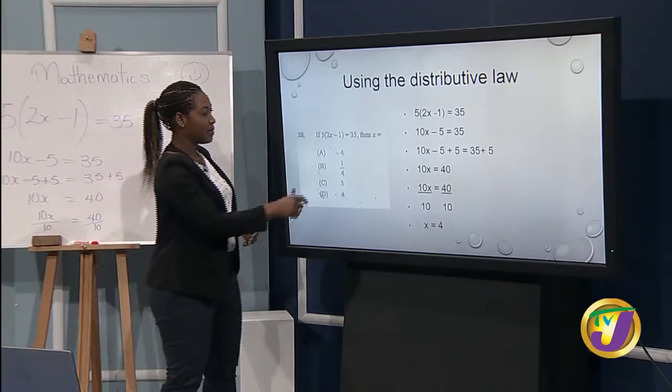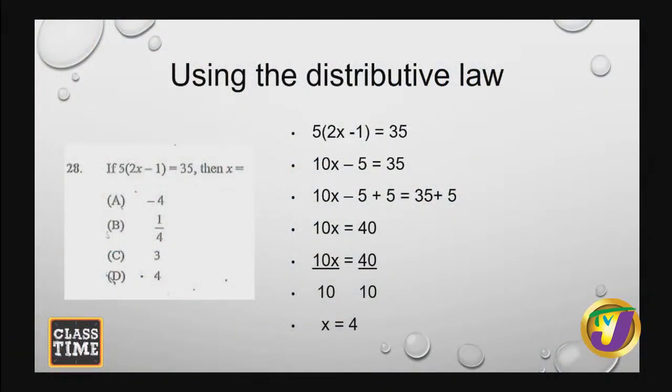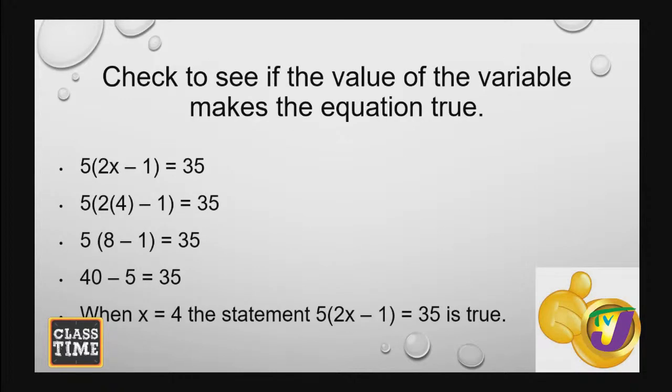Let's sub it back in and see what happens. 2 times 4 is 8. 8 subtract 1 gives us what? 7. 7 times 5 is 35. Great. All right. And there you go.